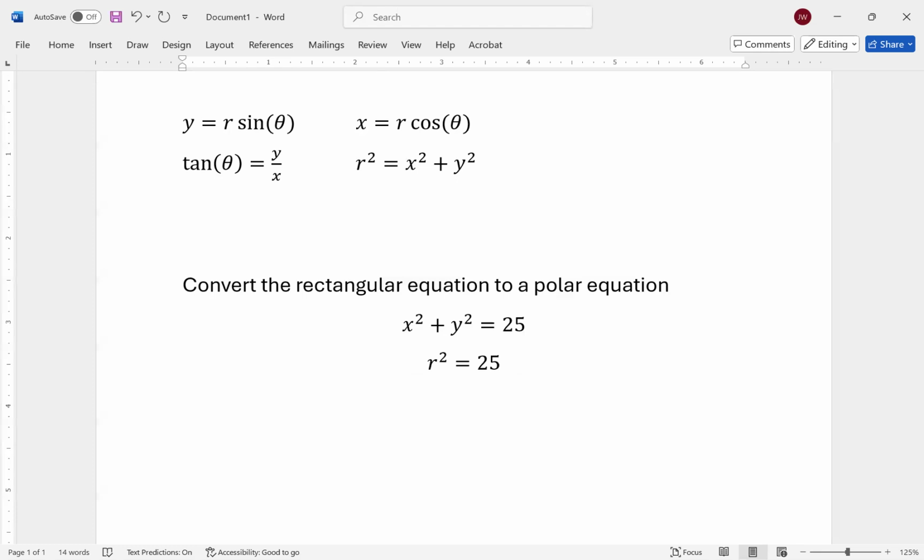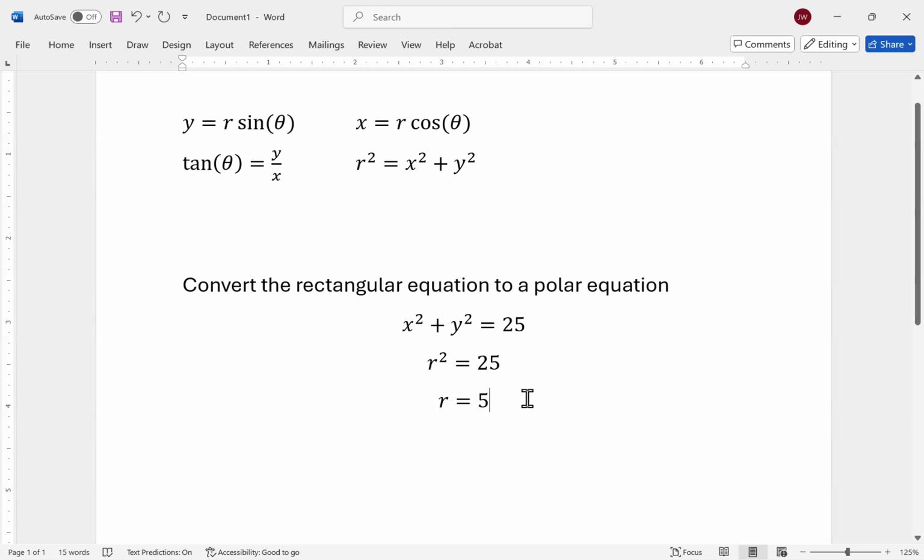Now, a lot of times with our polar equations, we tend to solve for r. Just like in our rectangular equations, we like it when we have y as a function of x. In polar equations, we like it when we have r equal to a function of theta. In order to solve this, all I have to do is take the square root of both sides. And you might say, well, can't r also be -5 as well?